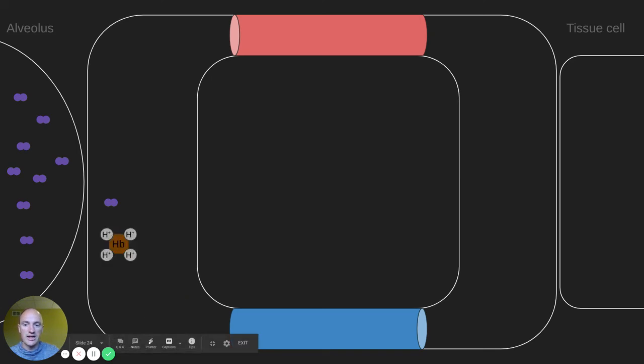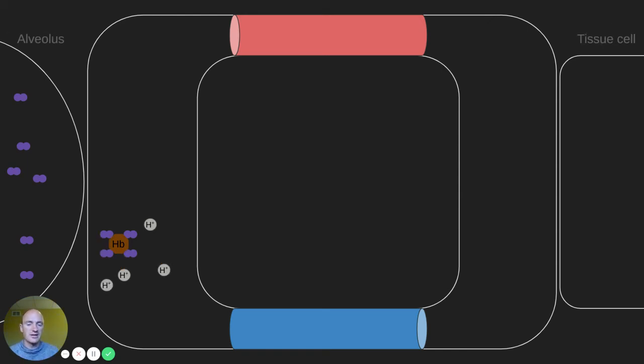Now that's going to circulate, and oxygen actually displaces one of the hydrogen ions. Once that happens, the rest of hemoglobin actually will change shape a little bit. It changes in conformation, and it makes it a lot easier for other oxygens to bind and kick off the rest of the hydrogens. So now we have oxyhemoglobin.